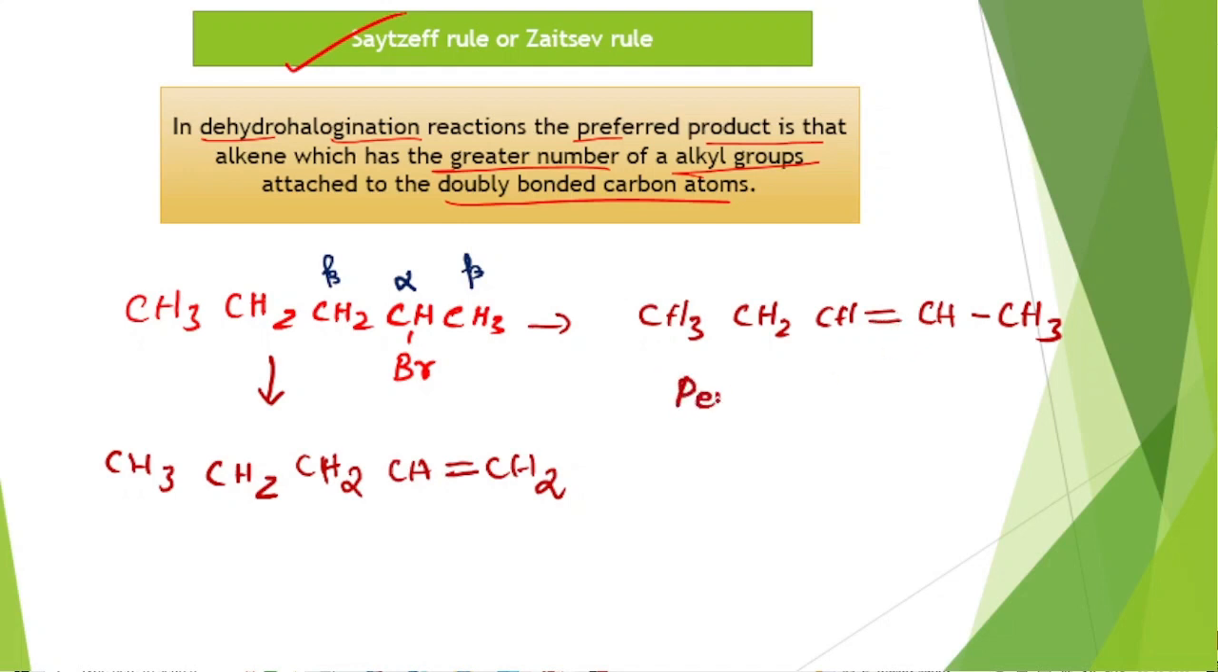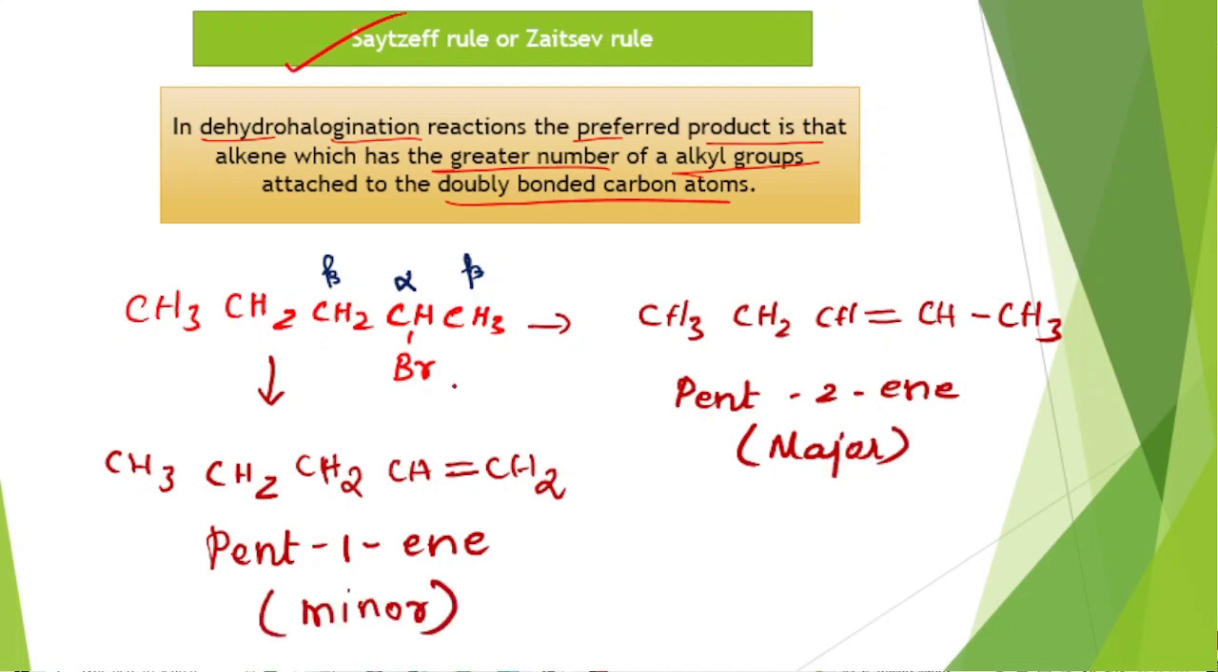So you can write it as pent-2-ene. And here the first carbon is attached, so it is written as pent-1-ene. Okay, so which is going to be the major product here and which is going to be the minor product here? Pent-2-ene is going to be the major product here. Pent-1-ene is going to be the minor product here. Why? Because the greater number of alkyl groups is preferred.